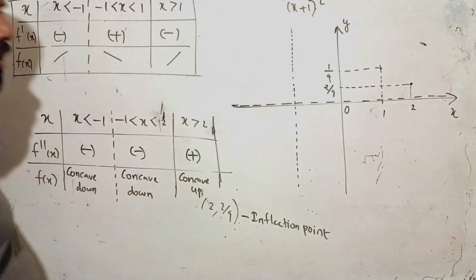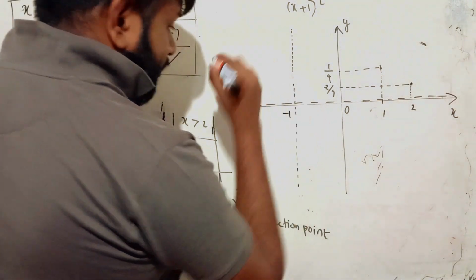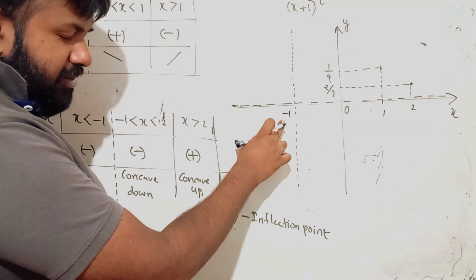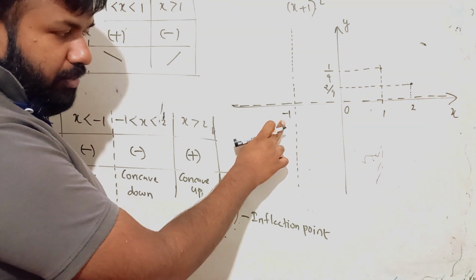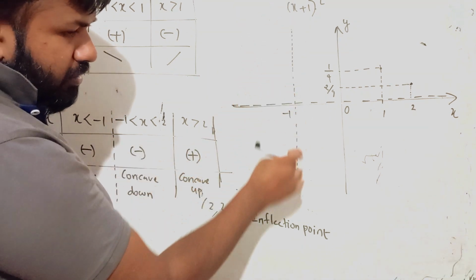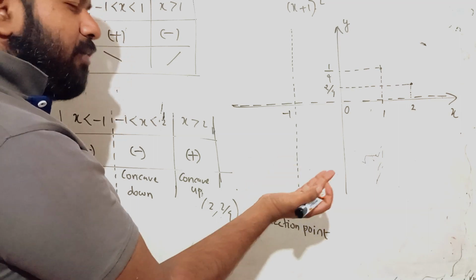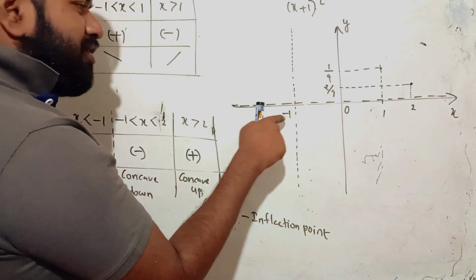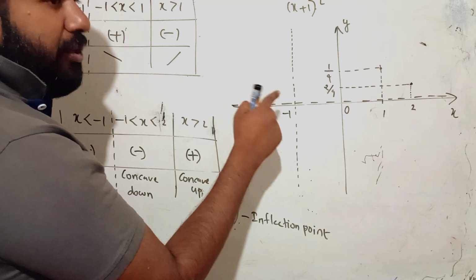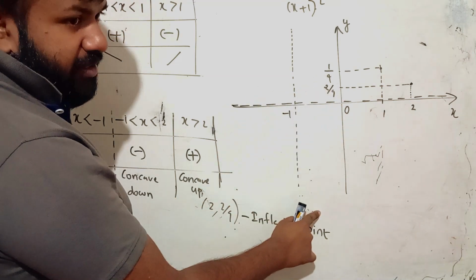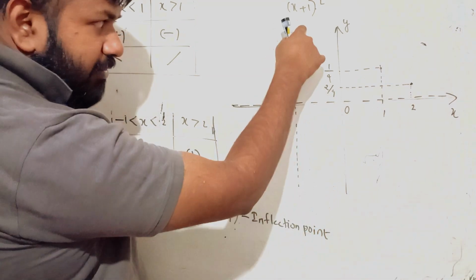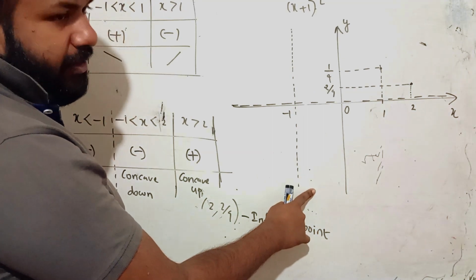Okay, so when the graph reaches x equal to minus 1, because in this graph x cannot be equal to minus 1, that's why we have drawn a vertical asymptote here. But if the x value reaches minus 1, the corresponding y value will reach infinity. It can reach positive infinity or negative infinity. We have to find that.